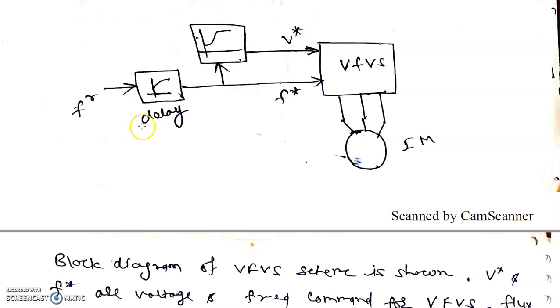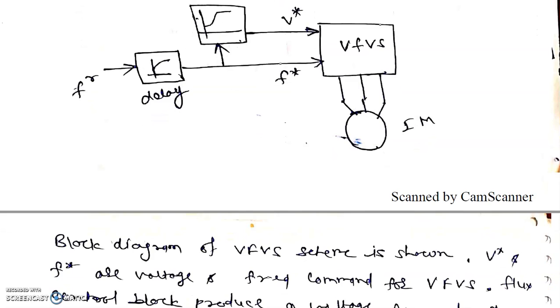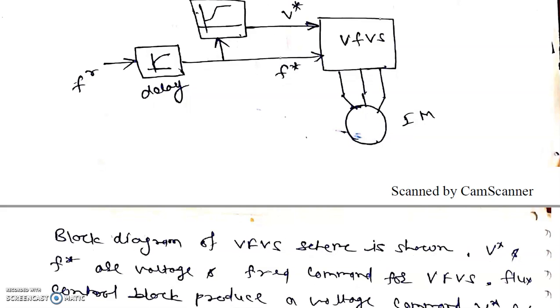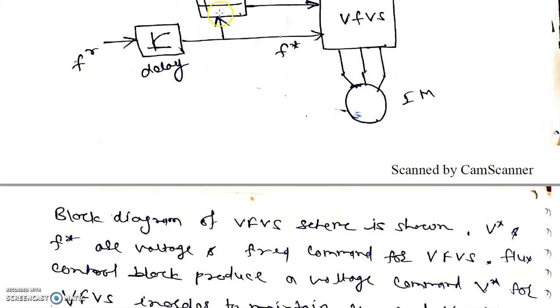This is the block diagram representation of the variable frequency variable source scheme, in which this is the variable frequency variable source block, this is a delay block, this is the induction motor, and this is the flux control block. In this diagram, V star and F star are the signals provided to the variable frequency voltage variable source block. This is the flux control block.